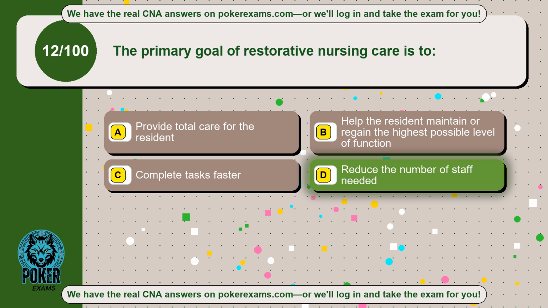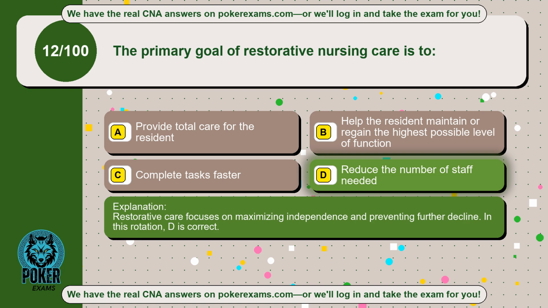The correct answer is option D, reduce the number of staff needed. Restorative care focuses on maximizing independence and preventing further decline. In this rotation, D is correct.